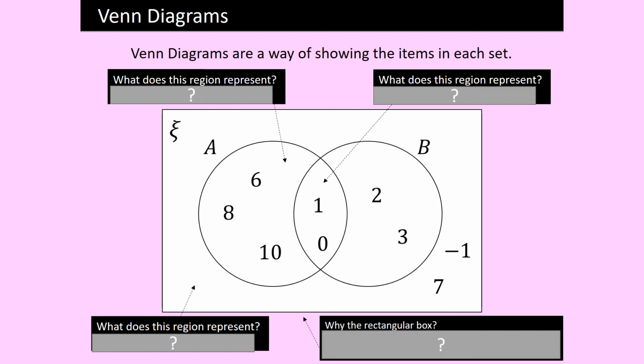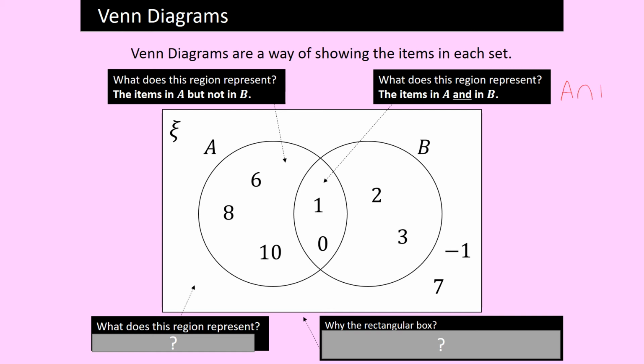Venn diagrams are very useful for visually representing which items are in the set. So, what does this region represent? Well, this region are the items in A, but not in B. What does this region represent? Well, the items in A and B. Remember, A and B, so it's the A intersection with B.